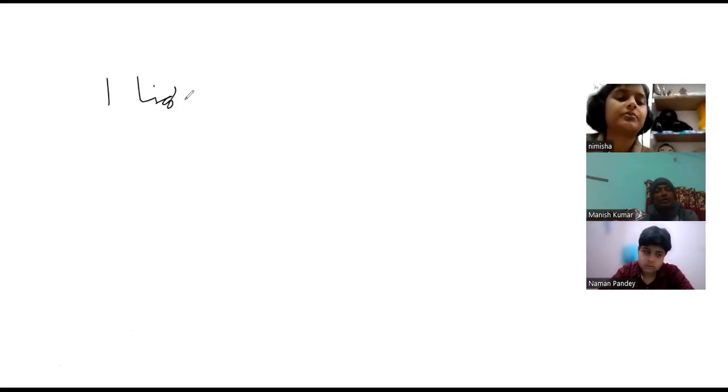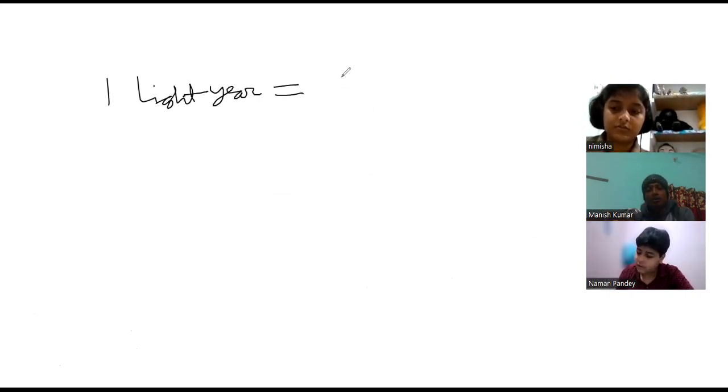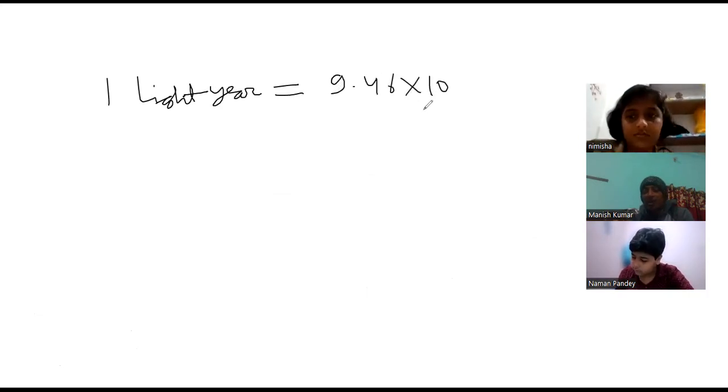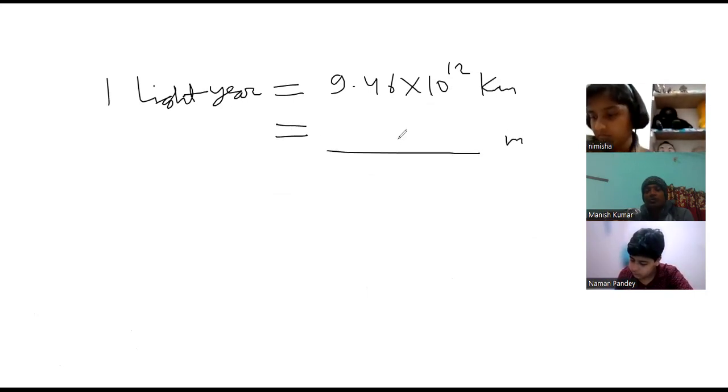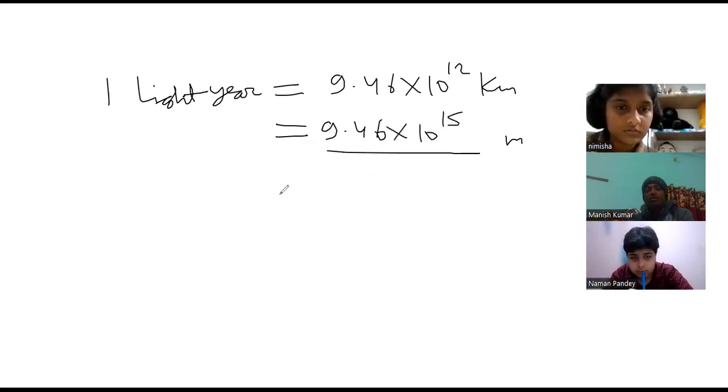So now tell me, 1 light year is equal to what value? 9.46 into 10 to the power 12 kilometer, or we can write it as 9.46 into 10 to the power 15 meters.